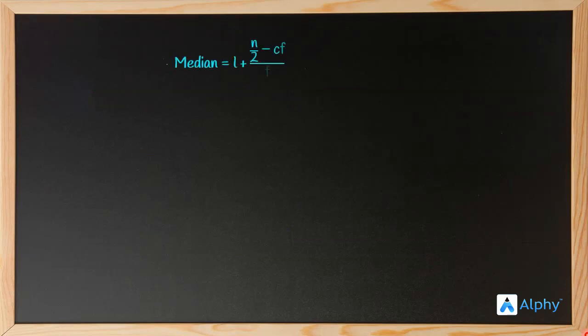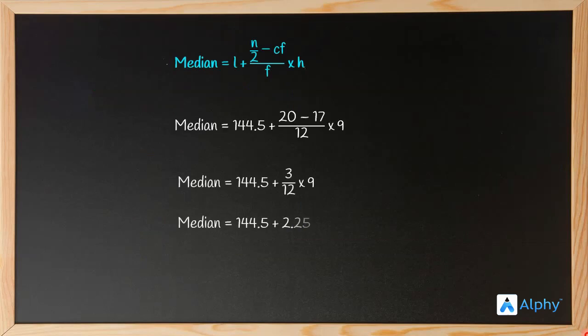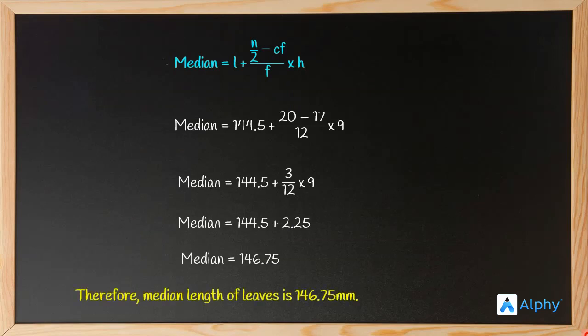Median is given by the formula L plus n by 2 minus CF divided by F into H. By putting all the values, we get median as 144.5 plus 2.25, which gives us 146.75. Therefore, the median length of the leaves is 146.75 millimeters.